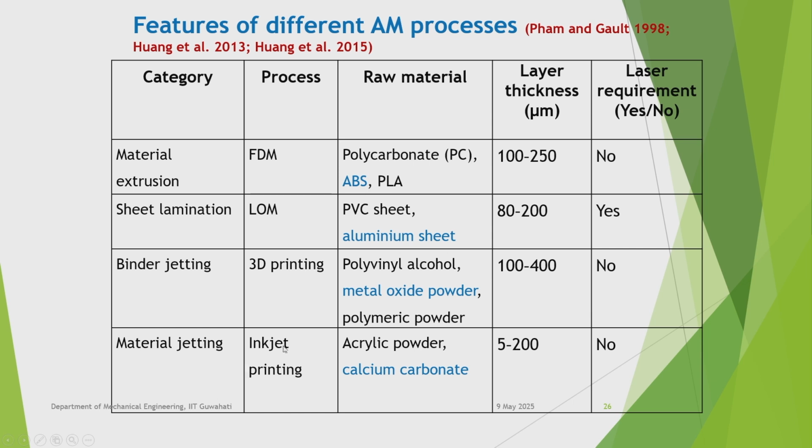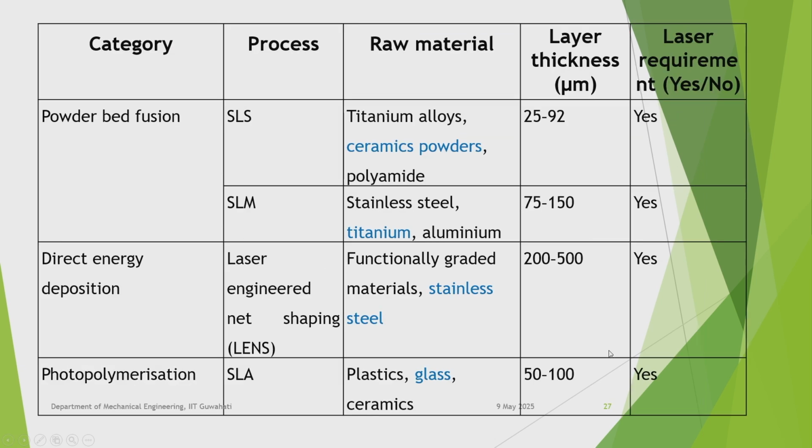Material jetting, an example of which is inkjet printing, can use acrylic powder and calcium carbonate. Layer thickness is 5 to 200, and there is no requirement of laser. Powder bed fusion has two types of processes, SLS and SLM. Titanium alloys, ceramics powder and polyamide can be used in SLS, and in SLM we can use stainless steel, titanium and aluminum. Layer thicknesses are about 25 to 150, but there is a requirement of laser.